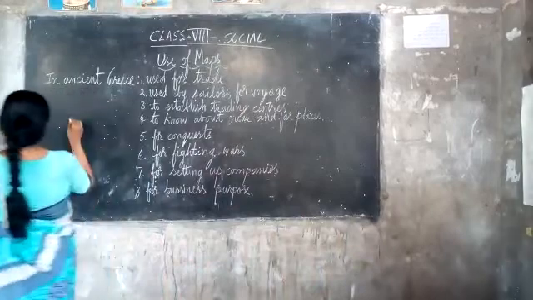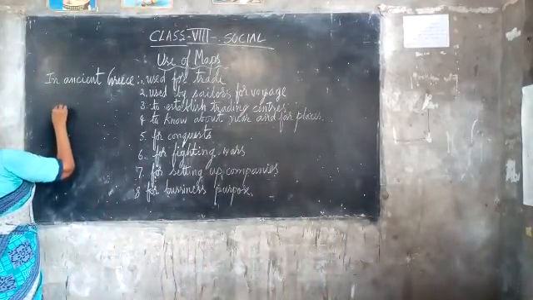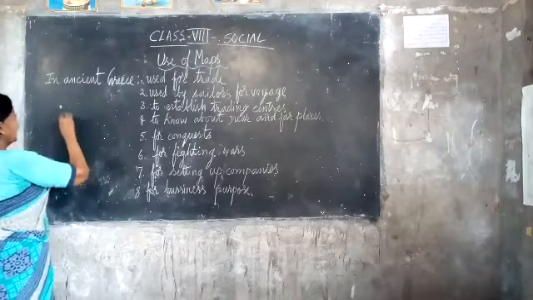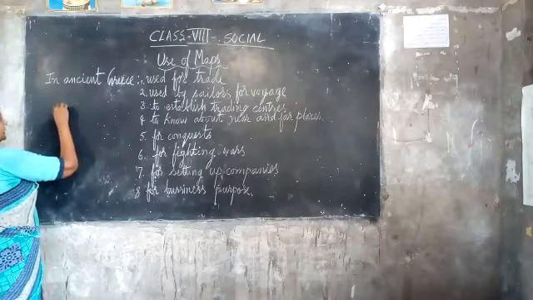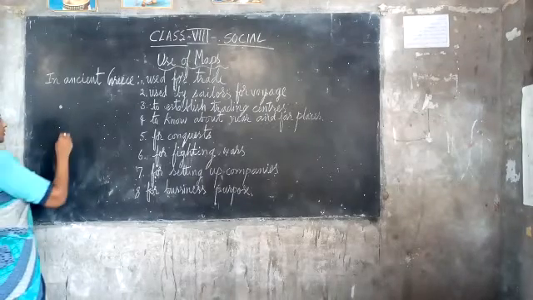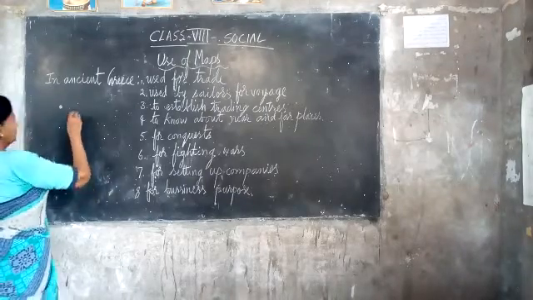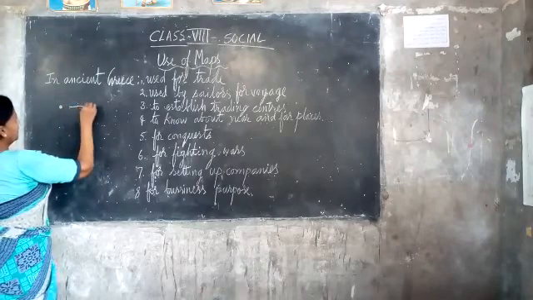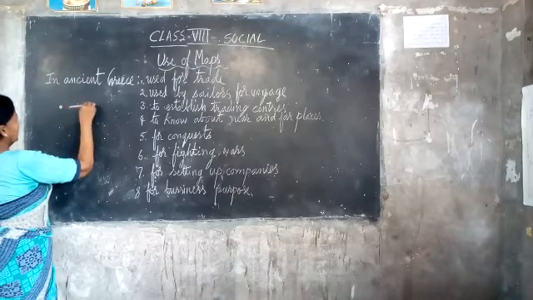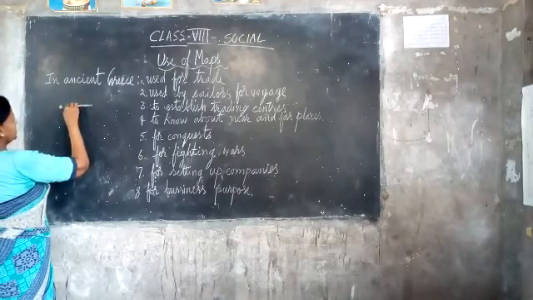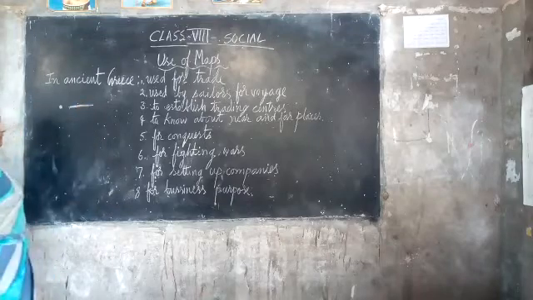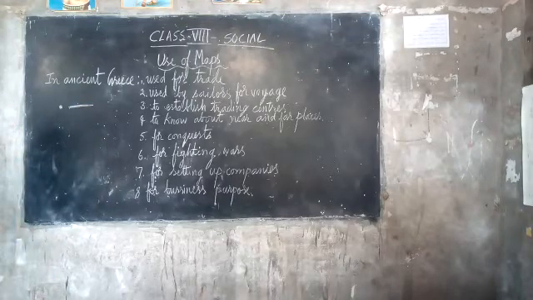If we want to know the name of a place, there will be a dot on the map. It indicates where that particular place is. If we want to know the seas and the oceans, there will be a line like this, a bit curved. That's the indication of the ocean.